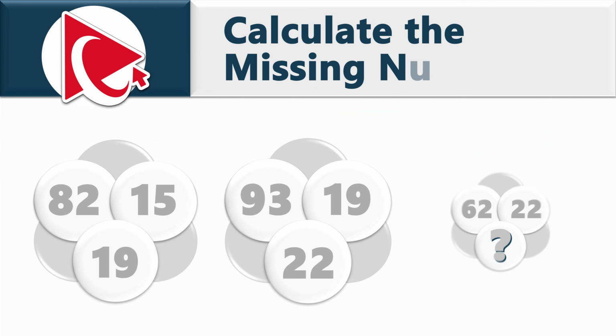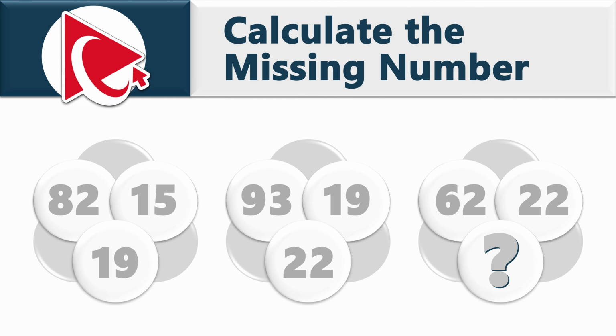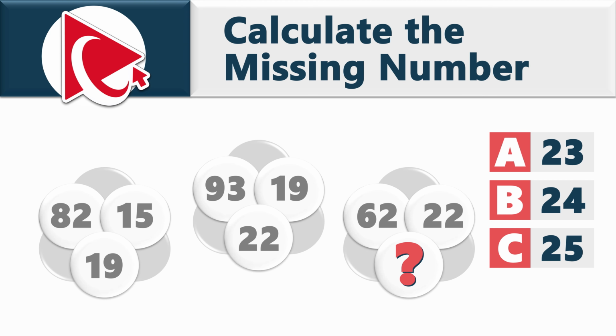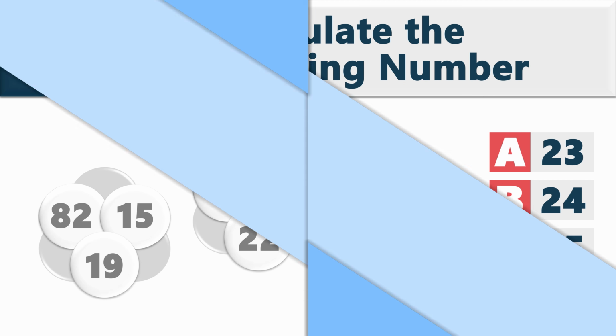You're presented with 3 cool looking shapes. Each one has 3 numbers inside. The first shape has numbers 82, 15, and then 19. The second shape has numbers 93, 19, and 22. And then the third shape has numbers 62, 22, and then comes the missing number, which you need to calculate and select out of 4 possible choices. Choice A, 23, choice B, 24, choice C, 25, and last but not least, choice D, 26.